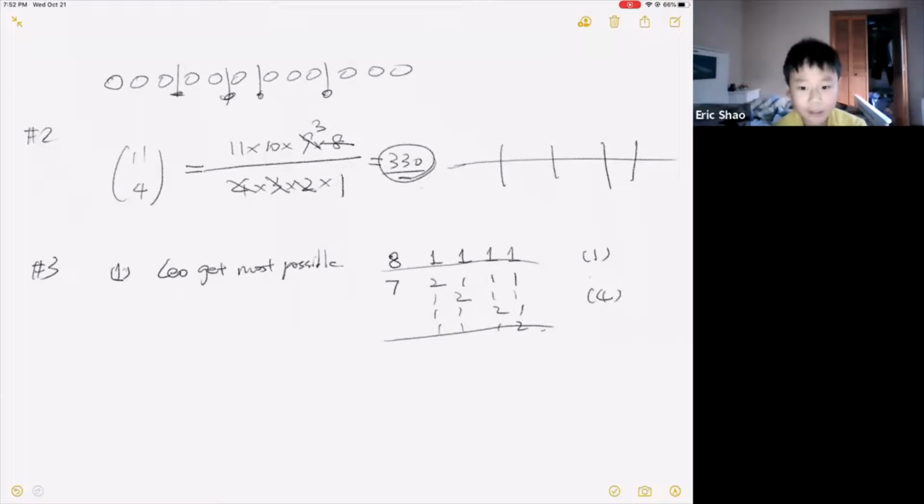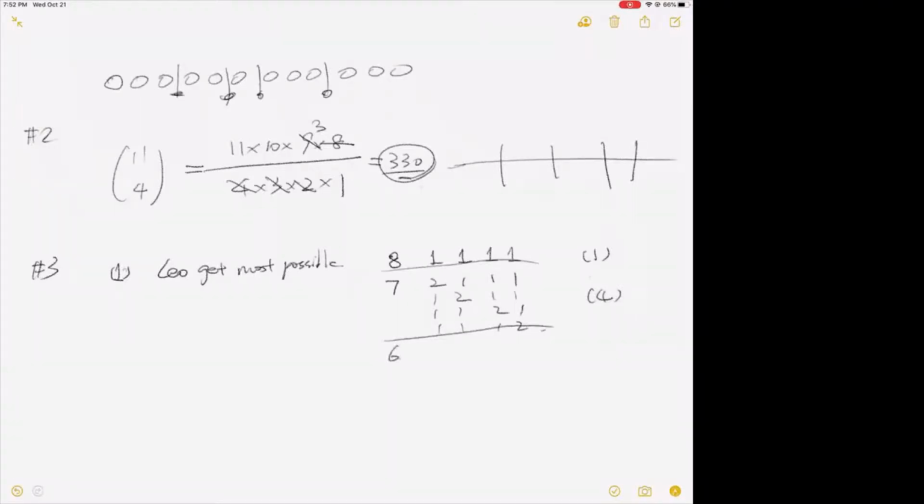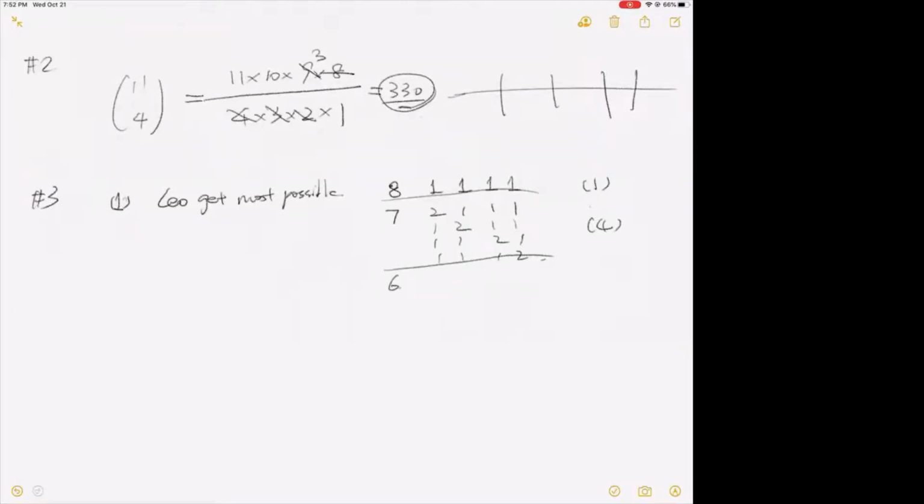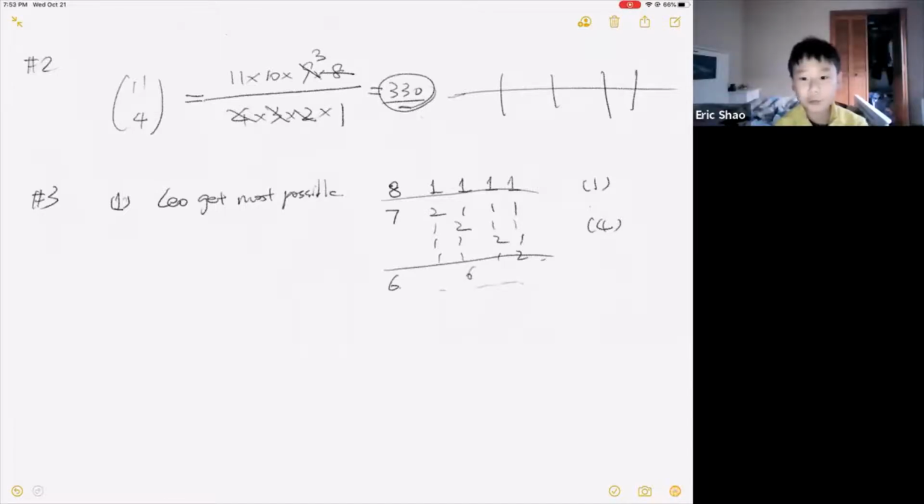Now Leo gets six. Okay. That means that there are six left. So now we have to find out how to distribute this. You can either do 3-1-1-1. There's four ways to do that. Then you can do 2-2-1-1. Four choose two ways to do that, which is six.